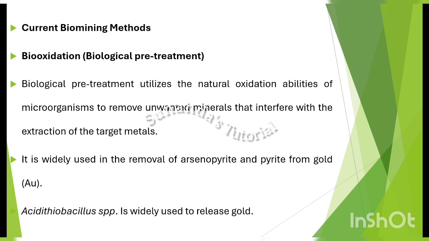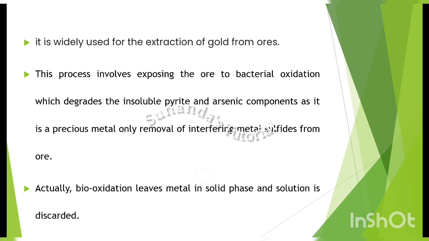Acidithiobacillus species is widely used to release gold, and this process involves exposing the ore, that means raw mineral, to bacterial oxidation, which degrades the insoluble pyrite and arsenic component. As gold is a precious metal, only the interfering metal sulfides are removed from the ores. Actually, biooxidation leaves the metal in solid phase and the solution is discarded. So this process removes interfering metal sulfides and finally extracts the purified form of the precious metal.